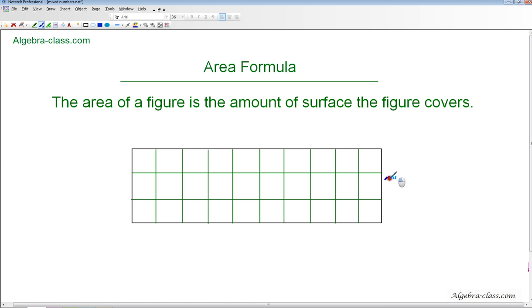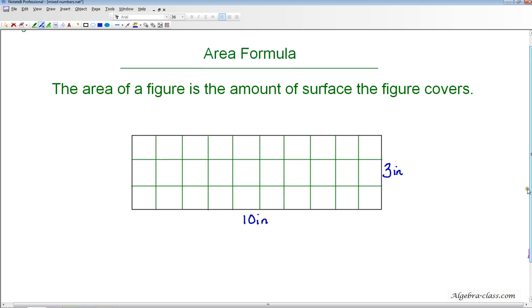So my width is 3 inches because there are 3 squares going down, and my length is 10 inches because I have 10 squares going across. So I have a rectangle that is 10 by 3.